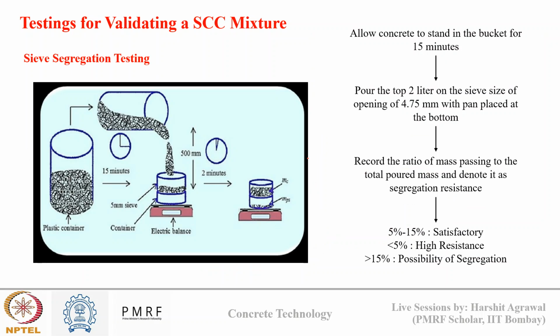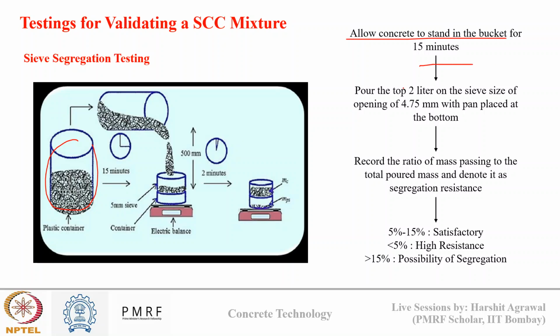And apart from the conventional testing, there is one more test, the sieve segregation test, which is used to check the segregation and bleeding in self-compacting concrete. How this test is performed, we can see in both the figure and the flow chart. First, concrete is filled inside a cylinder, and it is allowed to stand in that cylinder for 15 minutes.